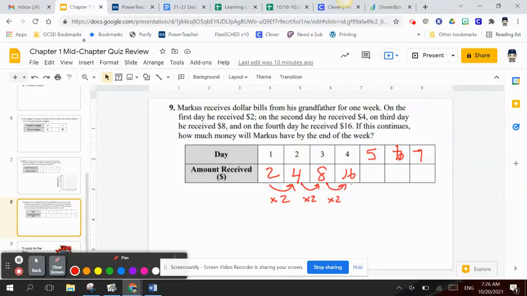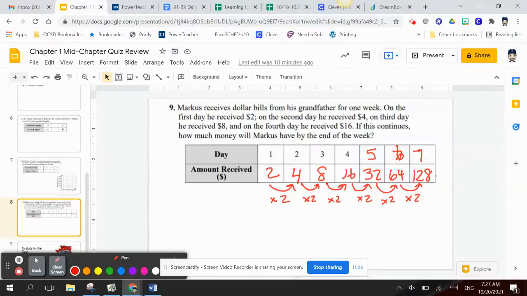So to find day 5, I have to multiply that number by 2. So 16 times 2 is 32. And on the 6th day, Grandpa is going to give him 32 times 2, which is 64. And on the 7th day, Grandpa is going to give him double that. So multiply 64 times 2, which is 128. So on the 7th day, he got $128.